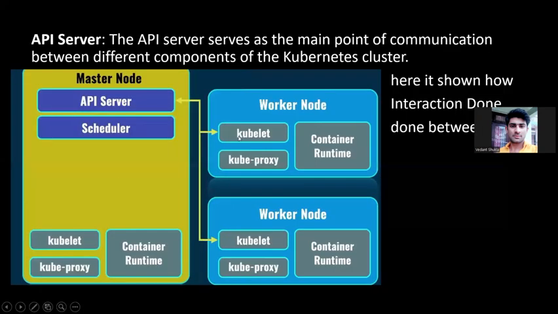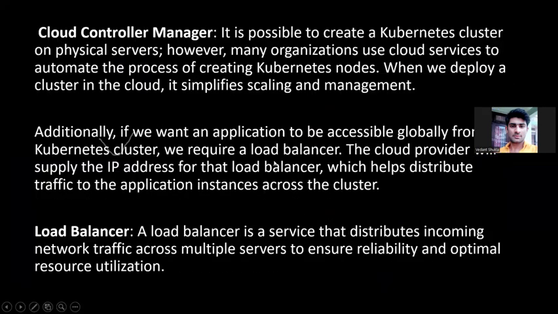So in this diagram, the API server is used to communicate with this worker node and another worker node. Let me use a pen. I think the big pen is thick. So I'll make a blank slide so that you can understand.